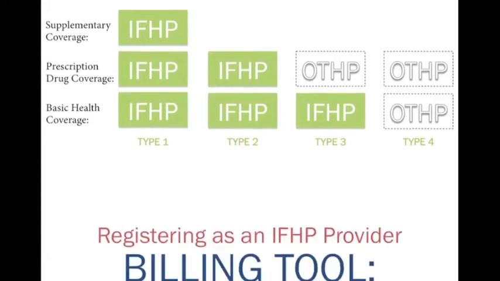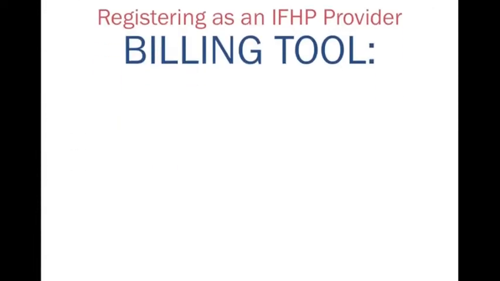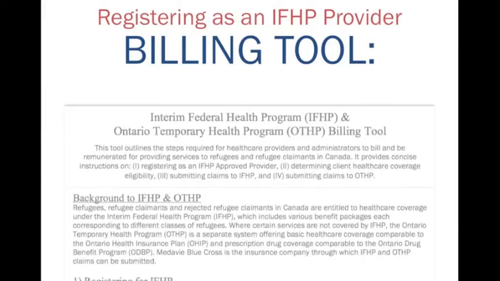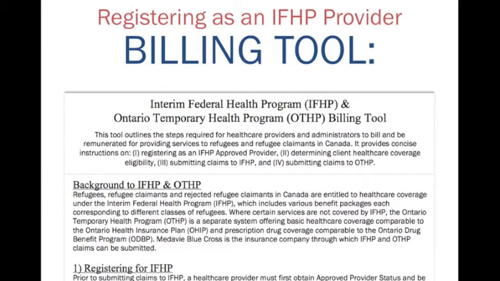Since IFHP and OTHP are separate from OHIP, different steps must be taken to bill for services through these programs. These steps are explained in the IFHP OTHP billing tool contained in this package. Before you can bill through IFHP or OTHP, you first must register as an IFHP provider by following the steps described in Section 1 of the billing tool. You will then receive an IFHP provider number that you can use to log into the online Medavie provider portal.